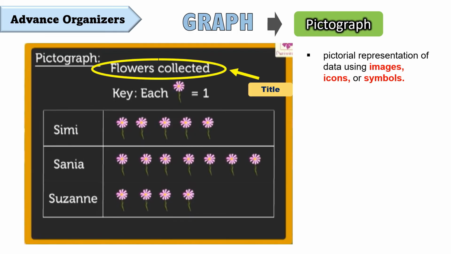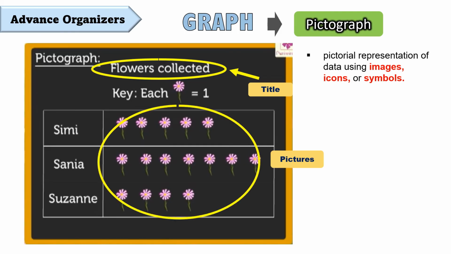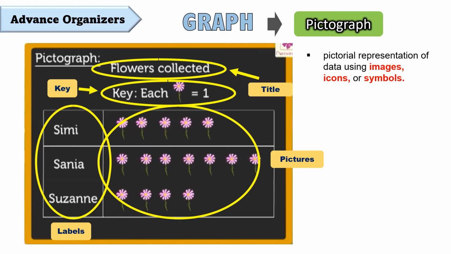Title tells us what the pictograph is about. Pictures tell us the given number of objects. Labels, what kind of data is shown. Key tells us the number each picture is equal to.